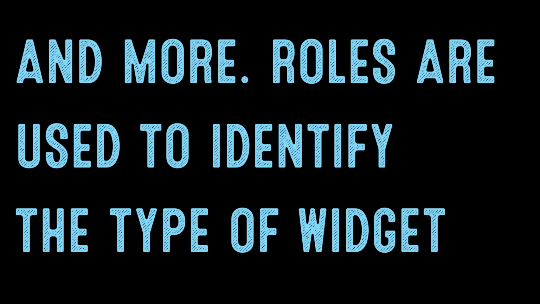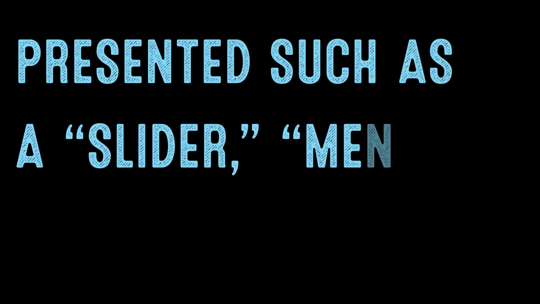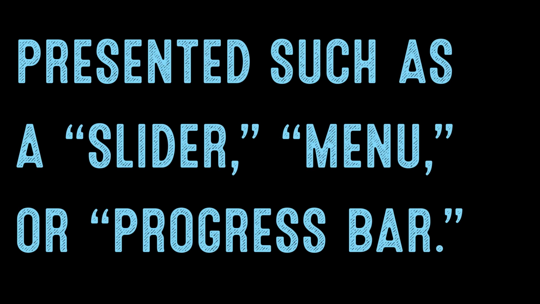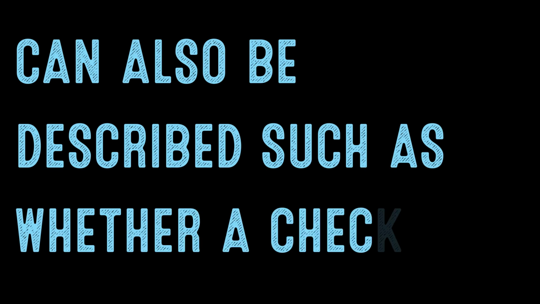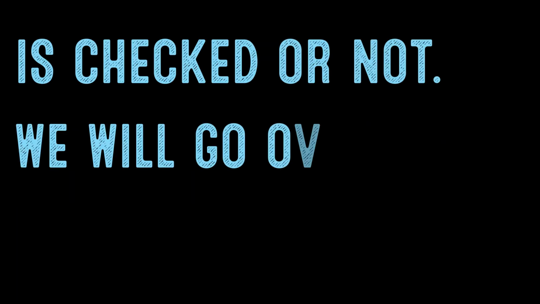Roles are used to identify the type of widget presented, such as a slider, menu, or progress bar. They can also be used to describe a structure, such as a heading, region, or table. The state of a widget can also be described, such as whether a checkbox is checked or not.